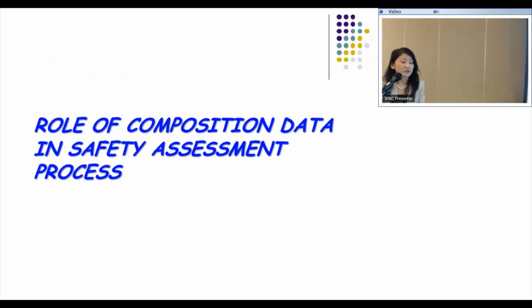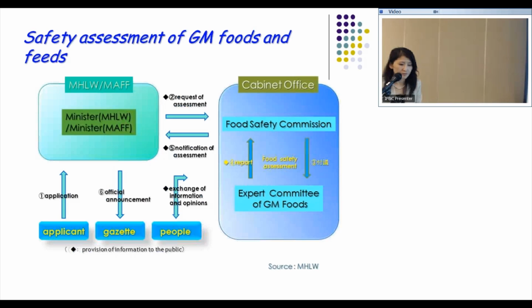And finally, I'd like to look at how composition data have been used in a safety assessment process. In many countries, safety assessment has been conducted following the regulations and rules in that country. And in the case of Japan, the safety data are submitted to the Ministry of Health by the applicant. And safety assessment is conducted in the Food Safety Commission at the request of the Ministry of Health.